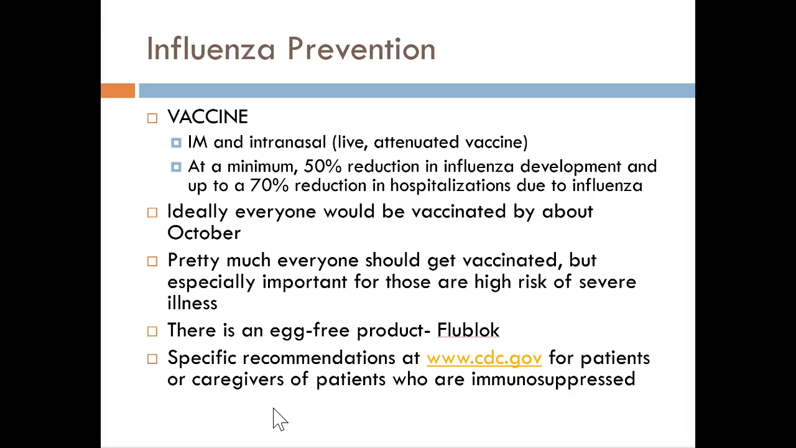So we don't give them to pregnant patients. We don't give them to HIV patients. We don't give them to people who are on chronic suppressive therapy for organ transplant. It's just not something we do. So at a minimum, you're looking at about a 50% reduction in influenza development, and again, up to 70% reduction in hospitalizations. So that's usually what we see on a yearly basis. Ideally, everyone's going to get a flu vaccine by about October, and you're going to decrease the spread significantly.